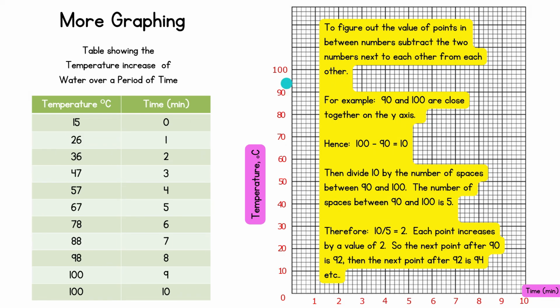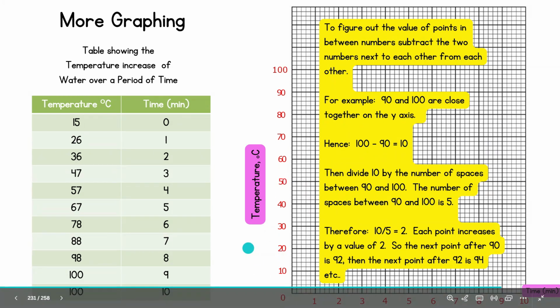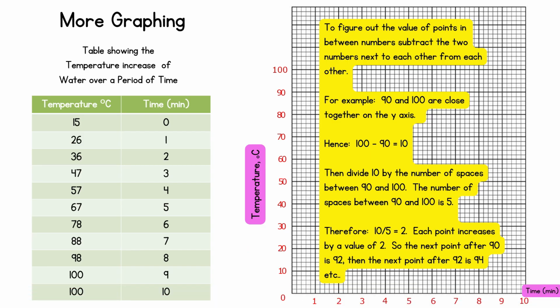Then we keep adding 2: 94, 96, 98, 100. It's the same for here. If we subtract 0 from 10, we get 10. We have 5 spaces between 0 and 10. So 10 divided by 5 will give us 2. So the first point will be 2, the second point 4, 6, 8, then 10. We just keep adding 2, okay? So that should be easy enough.